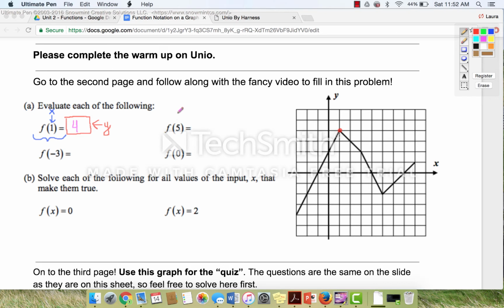So this next one, I'm looking for f of 5. Well, 5 is my x value, and I'm looking for the corresponding y value. Well, I'm going to hop on over to my graph here. My x value is 5, so I'm going to go 1, 2, 3, 4, 5 over. And now I just need to find where my function is. Well, just chilling down here at -2. So f of 5 is -2.